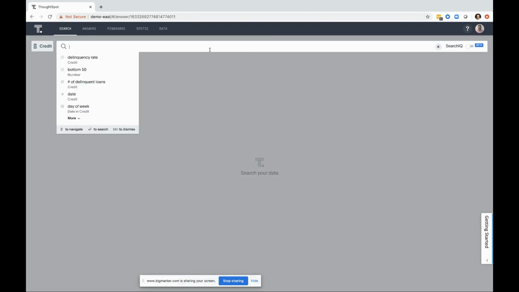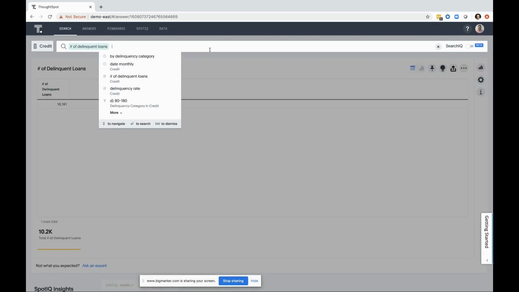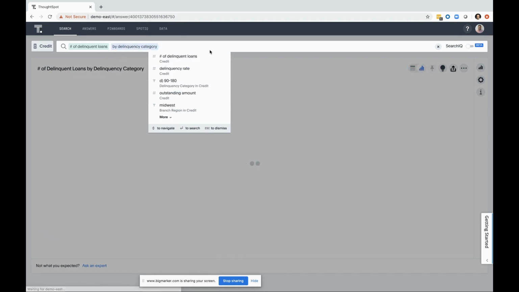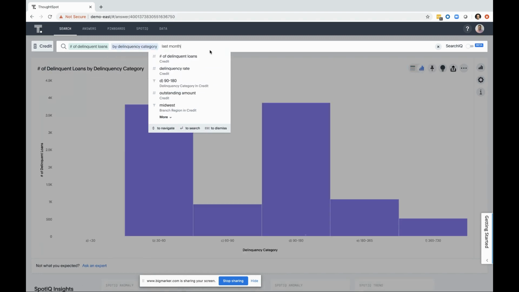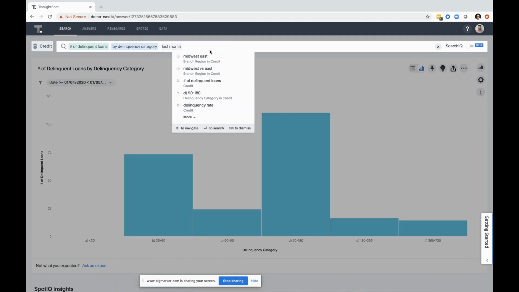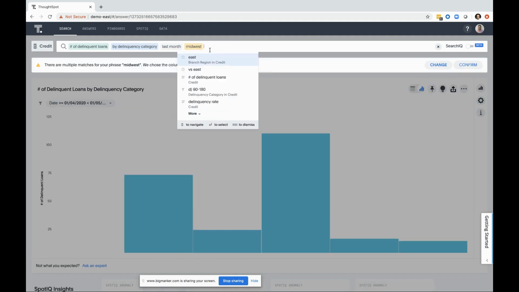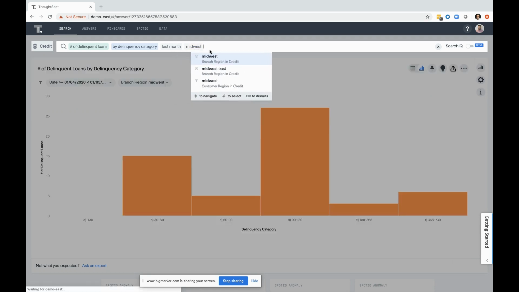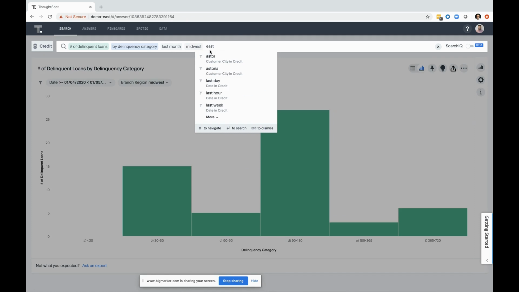Then I'm going to look at those past due loans in the two regions we were looking at. I need a breakdown of the number of delinquent loans by delinquency category. So I'm going to say, show me the number of delinquent loans by delinquency category, only for the last month we were looking at, and the two regions I want are Midwest and East. Here we go.